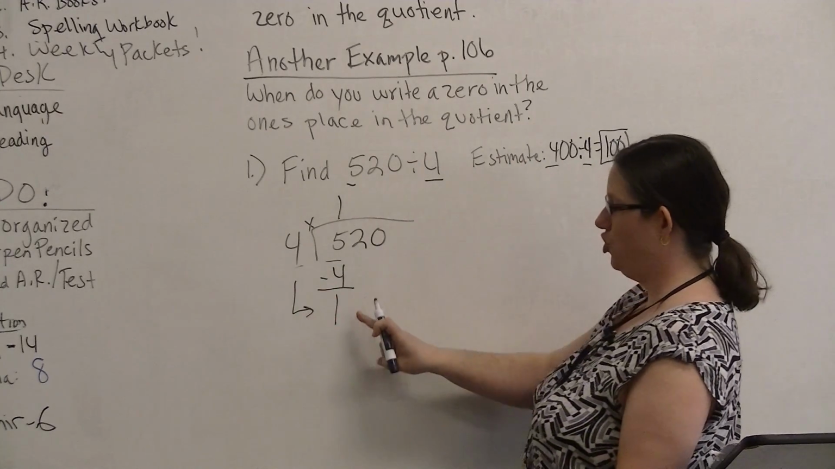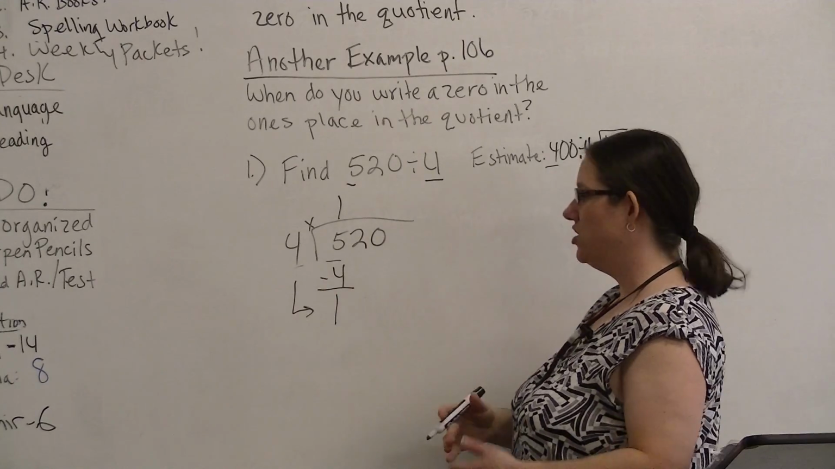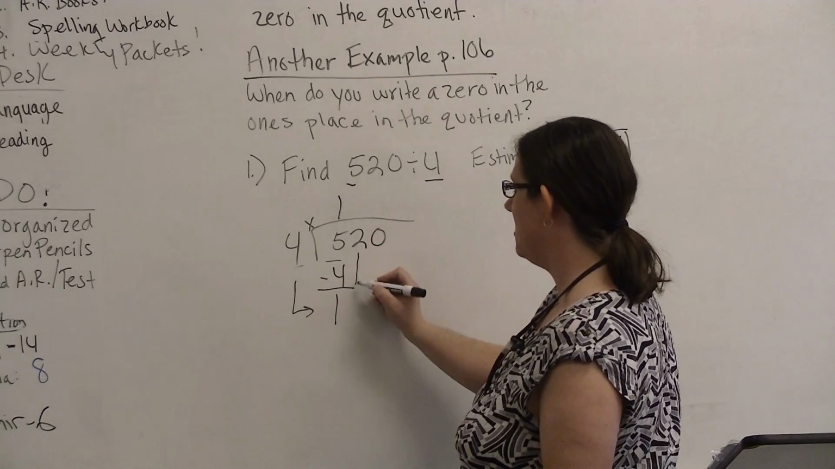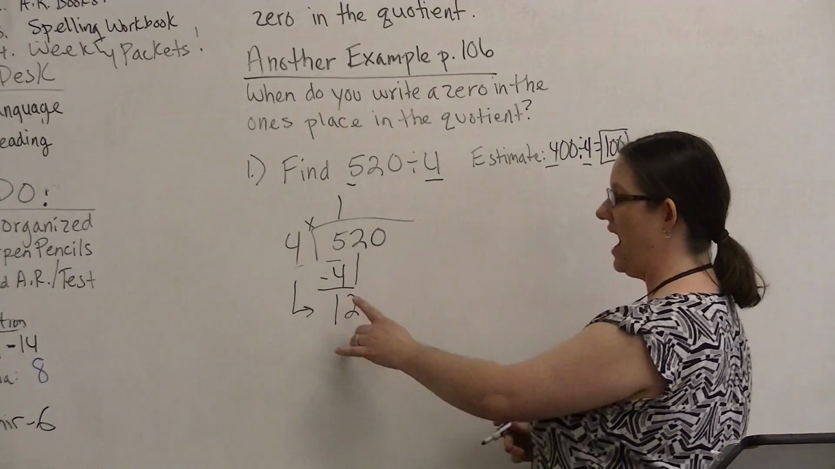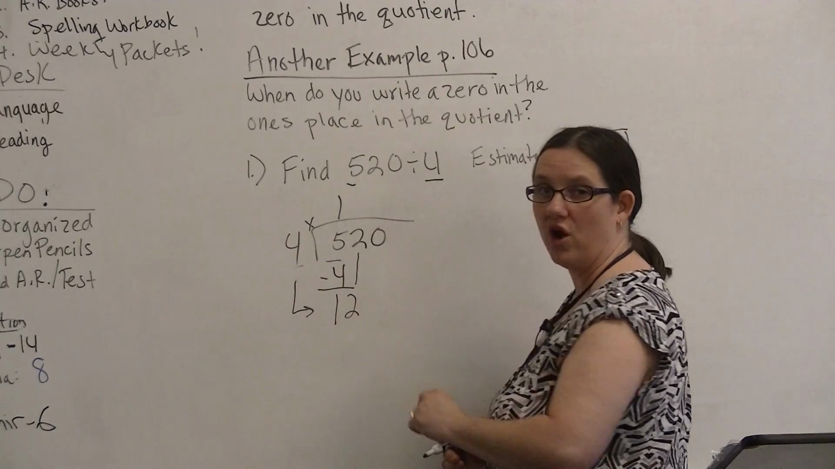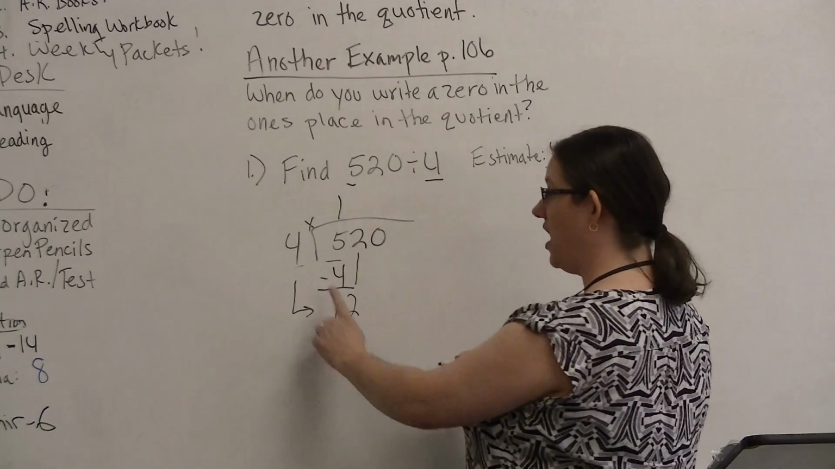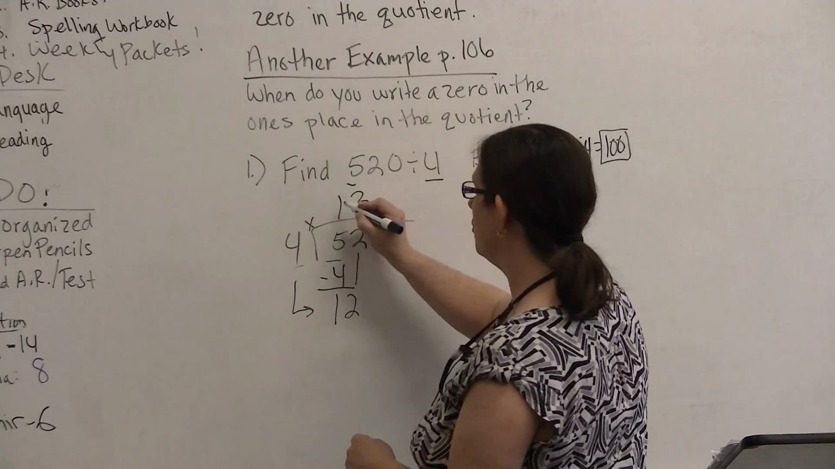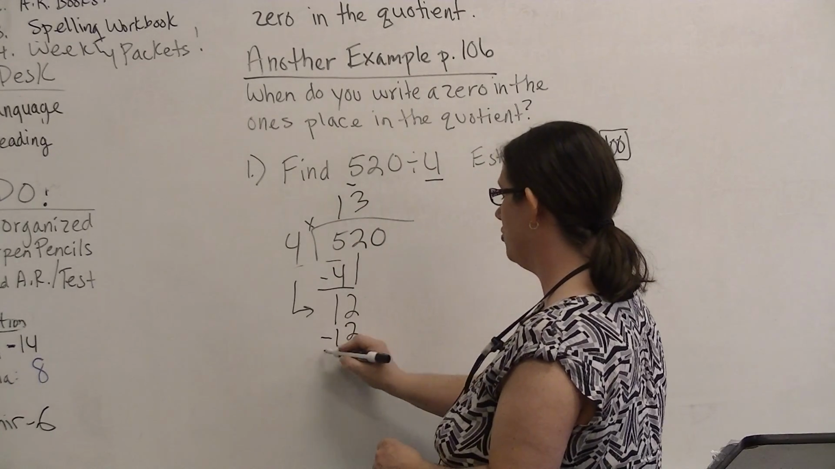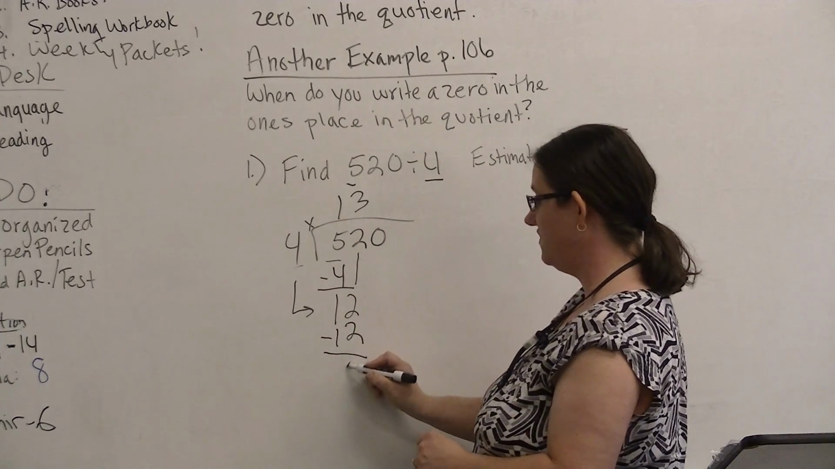Okay, can I do 1 divided by 4? Nope, that's not enough. So we bring down the tens place number, which is 12. Now can we do 12 divided by 4? And the answer is yes, we can. 12 divided by 4 is 3. So 3 times 4 is 12. And we do our subtraction. 12 minus 12 is 0.